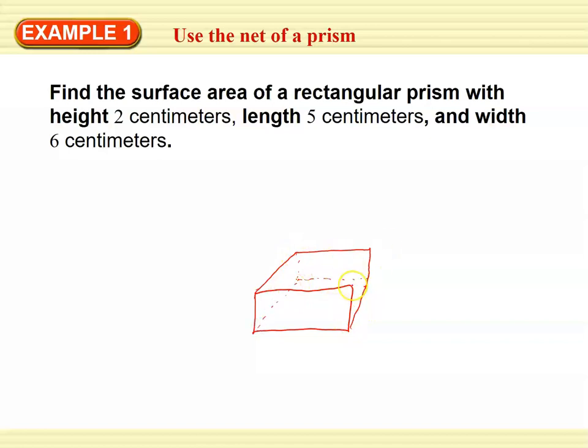Three-dimensional sketch of this. Hopefully you guys can tell. So it's got a height of 2 centimeters, a length of 5 centimeters, and a width here of 6 centimeters. So the width is going back into the box. Okay, so there's two options. This first option that we're going to look at is just looking at each of these faces individually.